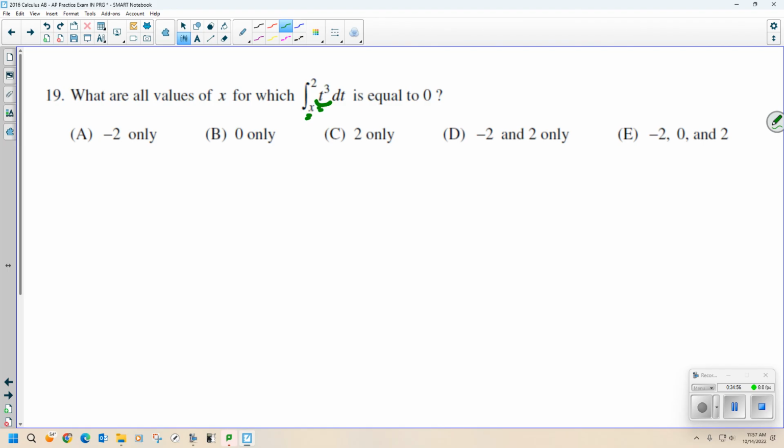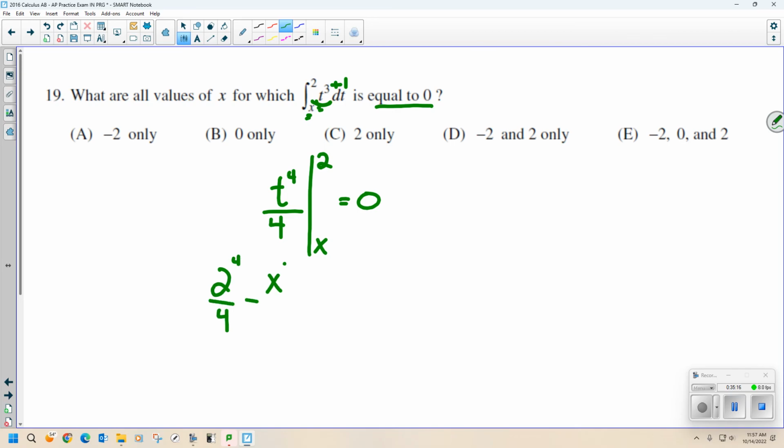The integration of this is I add 1 to the exponent, and then I divide by that new exponent. I want that from a lower bound of x to an upper bound of 2. And by the way, that should equal 0. All right, so let's plug in our numbers. 2 to the power of 4 over 4 minus x to the power of 4 over 4 equals 0.